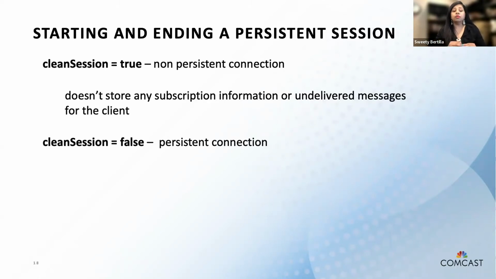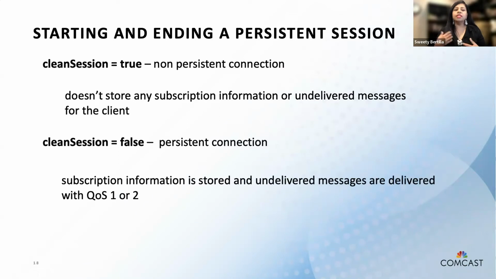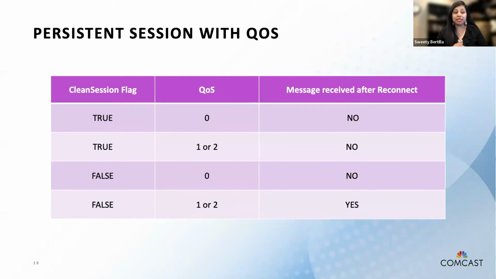But then you can also have a persistent connection by setting the flag to false. You're saying, I don't want a clean session. That means store all my subscription information and deliver the messages if they're not delivered with quality of service 1 or 2. To understand the relationship between quality of service and this clean session flag, let's look at this table.